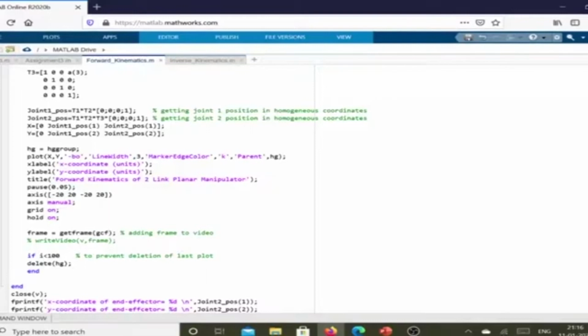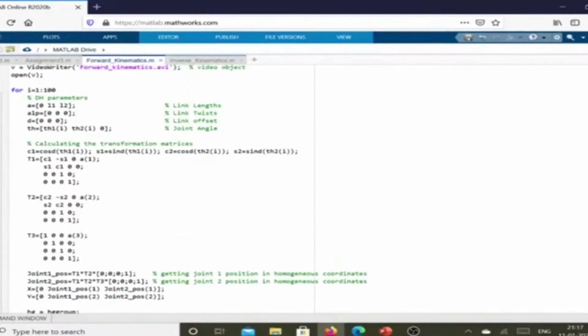X gives me the position of joint 0, which is 0. Then joint position 1 is the x of joint position 1, and then the x coordinate of joint position 2. This is written in an array, and we are plotting basically x and y. So first the base, then joint 1, then joint 2. Then we are simply connecting these points by a line, with a particular color, and we have used a grid just to show how it is moving. This is essentially how the program is written.